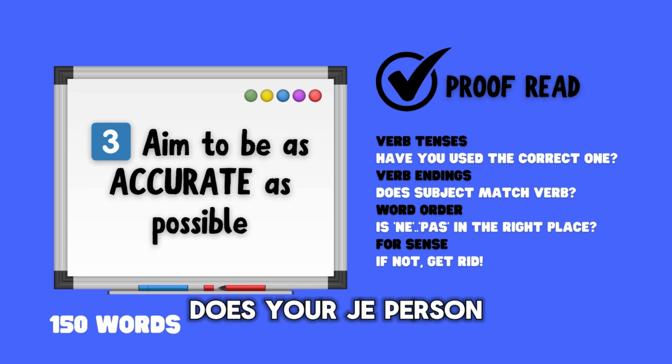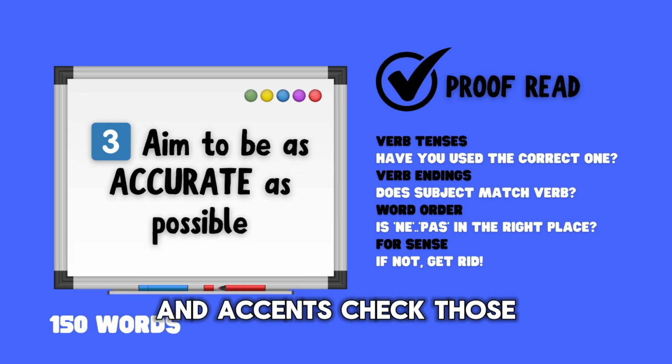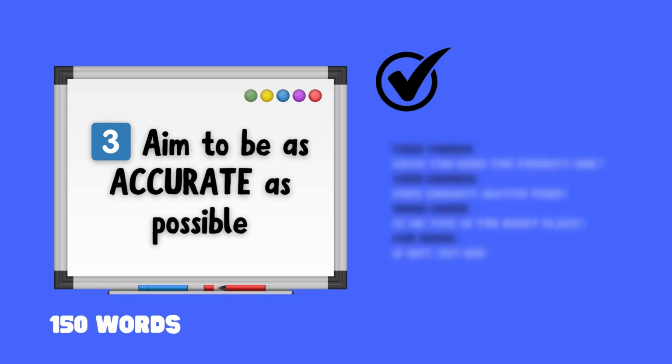Verb endings. Does your je person verb end in the je person ending? If not, sort it out. Ne pas, is that in the right place? Is it around the first verb? Have you got apostrophes as well in the right places and accents? Check those out. And does it make sense? If not, get rid of it and rephrase it.